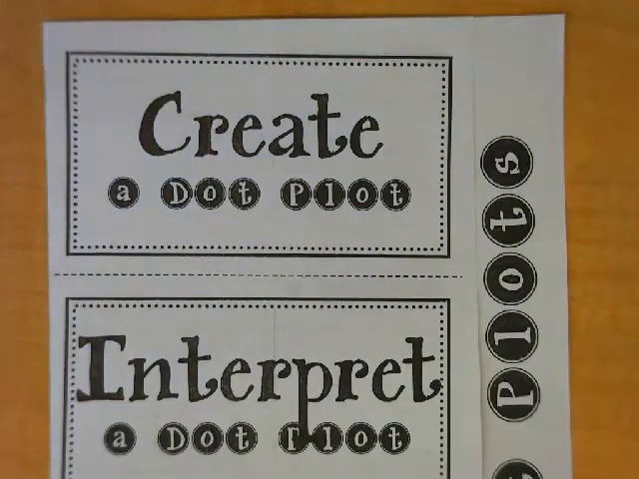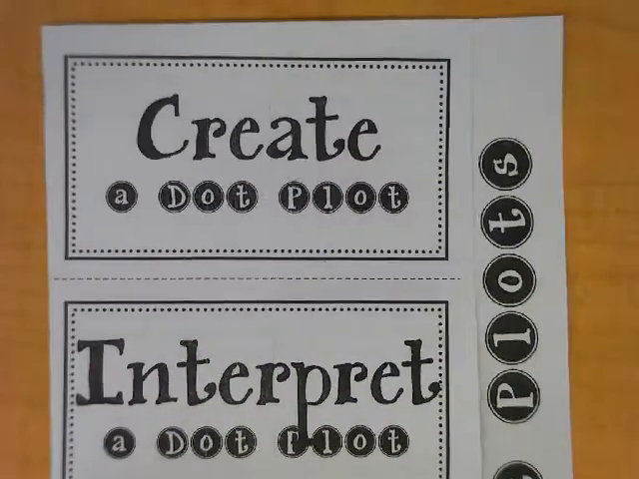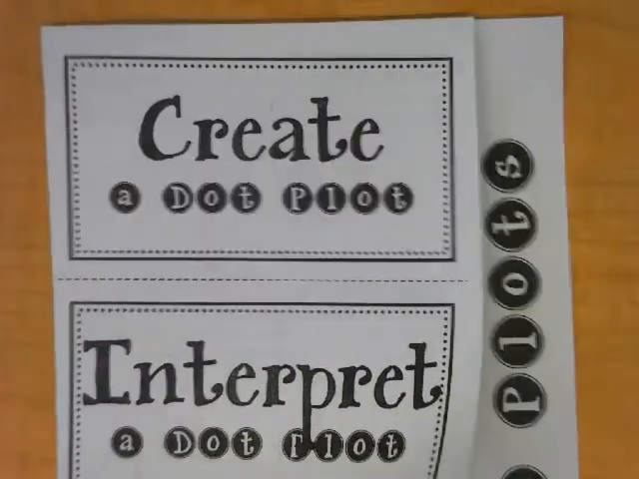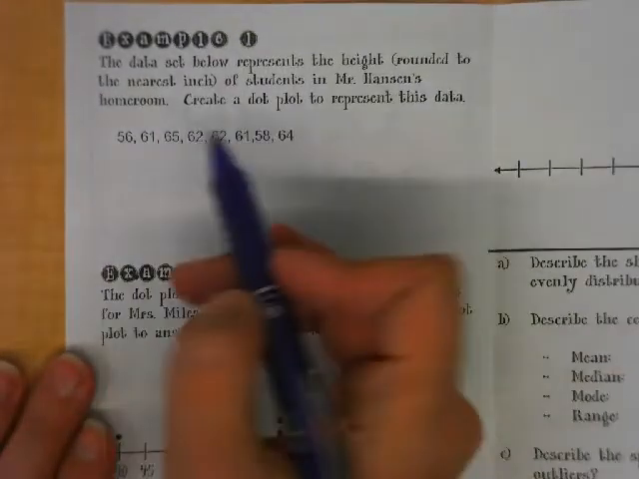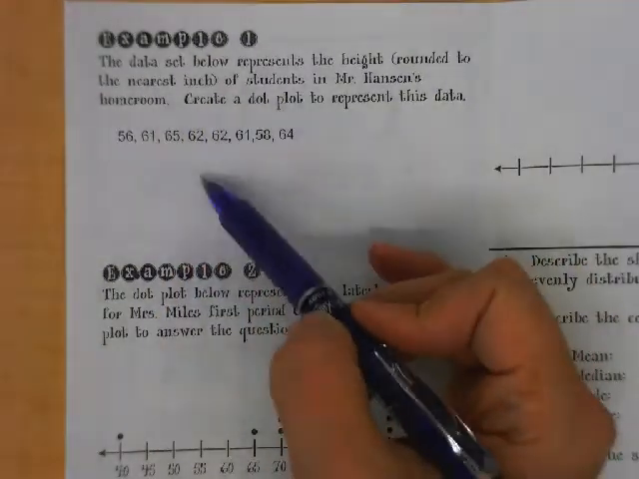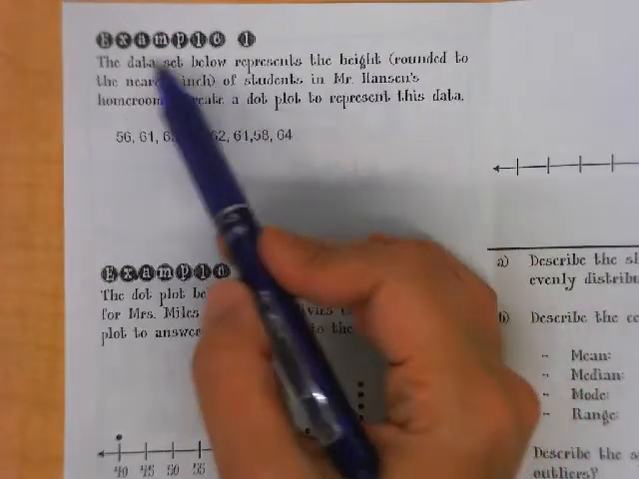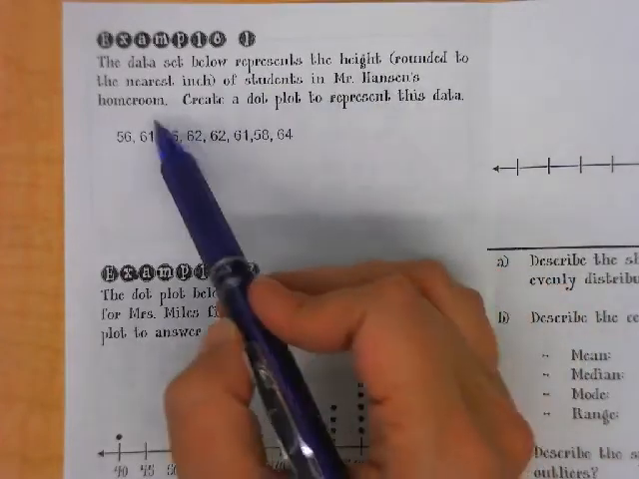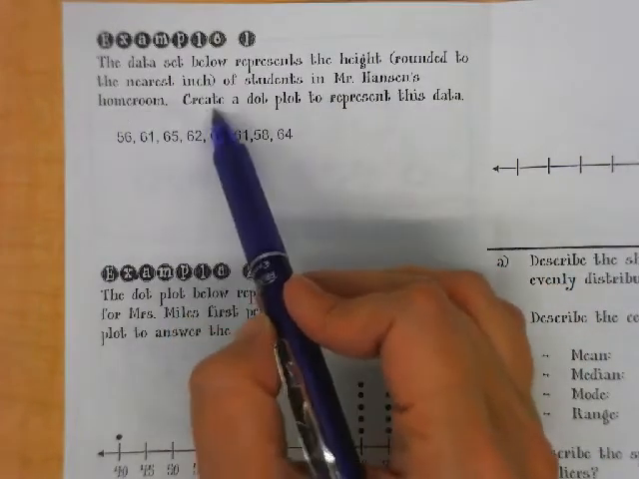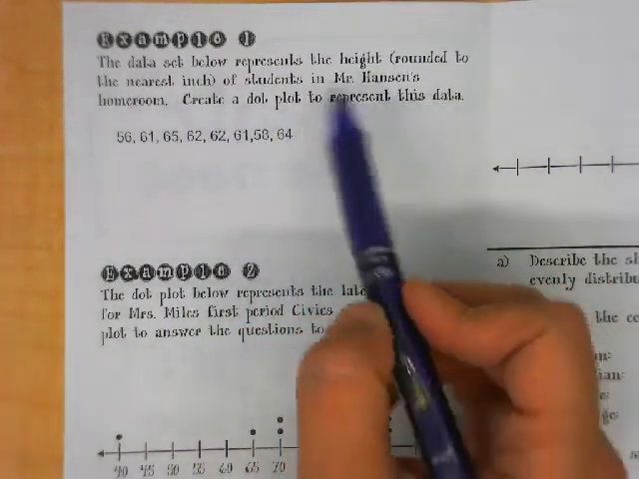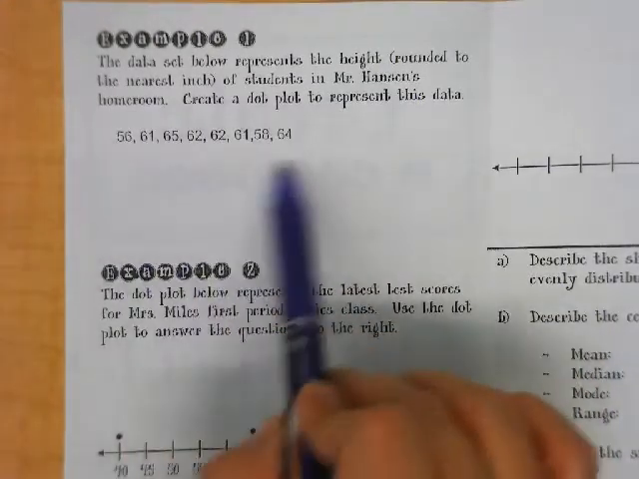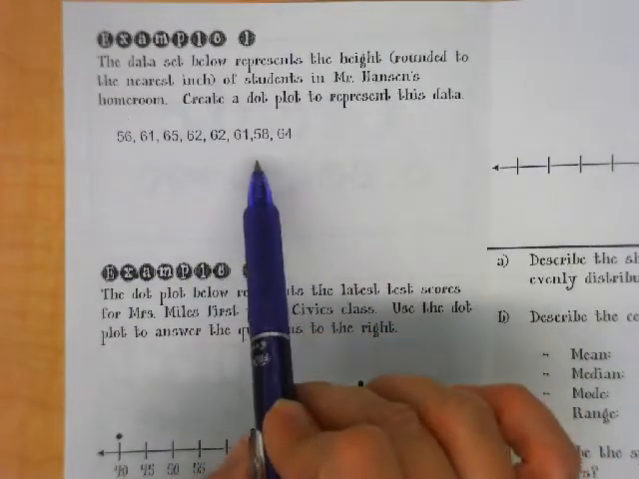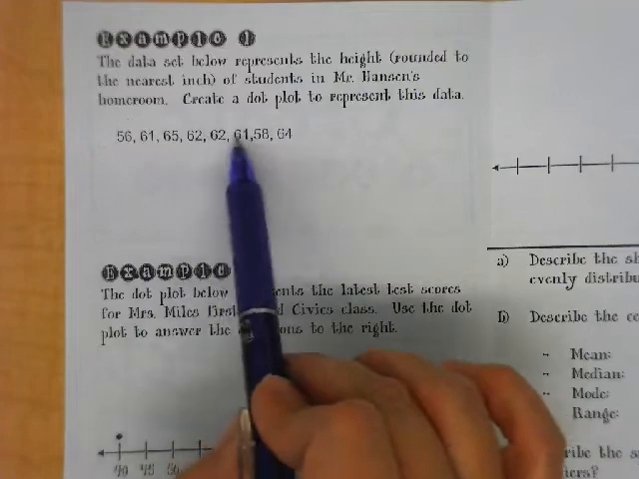So the next piece that we're going to talk about today is creating a dot plot, interpreting it, and comparing it. And we may not get to bar graphs, but that's okay. We can do those tomorrow if we don't. So here, we haven't made our own yet. All right? This is the height to the nearest inch of students in Mr. Hansen's homeroom. Create a dot plot to represent the data. Remember, dot plots have less than 25 pieces of data, so this would be a good amount for that.